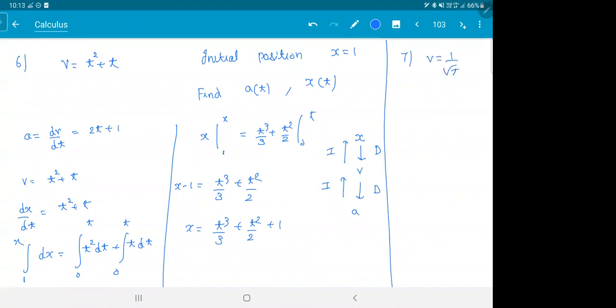v is 1 by root t. Find a and x at t is equal to 2. Initial position is x is equal to 0.